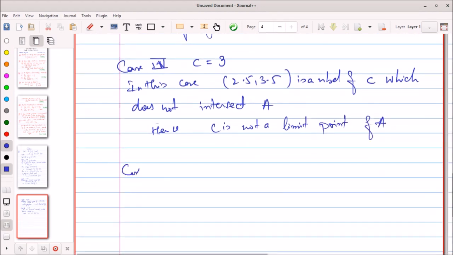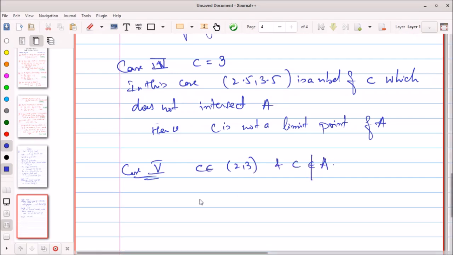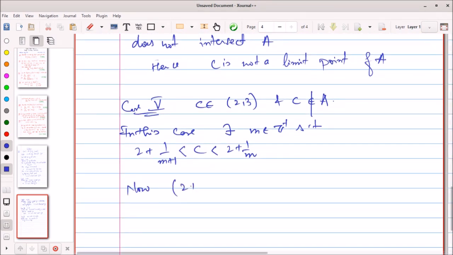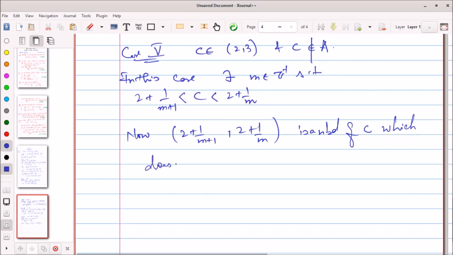Now next, case 5, c belongs to (2, 3) and c does not belong to A. In this case, there exists m belonging to Z positive such that c lies between 2 plus 1 by (m plus 1) and 2 plus 1 by m. So (2 plus 1 by (m plus 1), 2 plus 1 by m) is a neighborhood of c which does not intersect A. Hence, c is not a limit point of A.